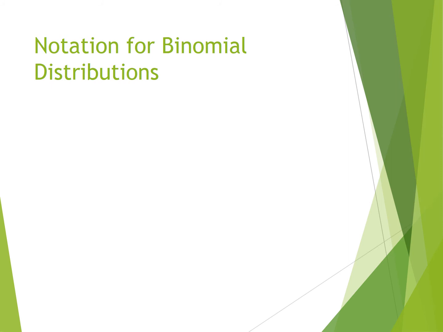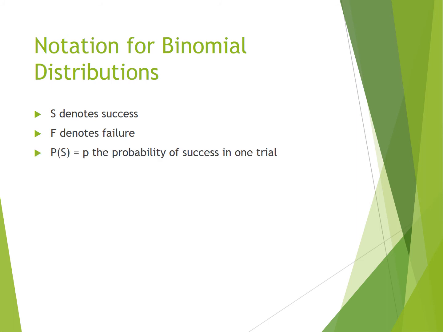Now the notation for the binomial distribution. First, S will stand for a success. In other words, S will stand for getting a yes to your question. F denotes a failure. In other words, it stands for getting a no to your question. P of S is the probability of a success in one trial. The probability of F we're going to denote by Q, and it's going to be 1 minus P from the complement rule that we learned in chapter 4, because there's only 2 possible outcomes. So if 25% of the people say yes, then that means 75% of the people said no.